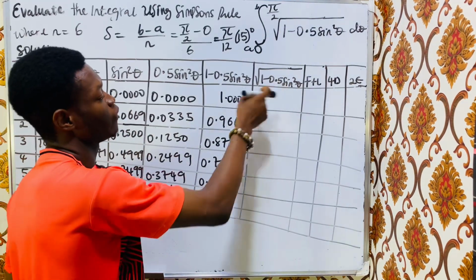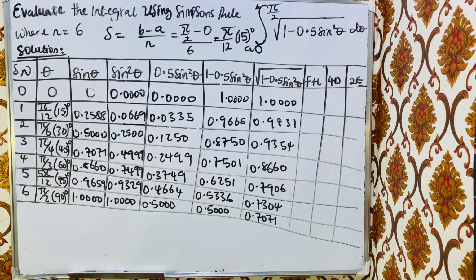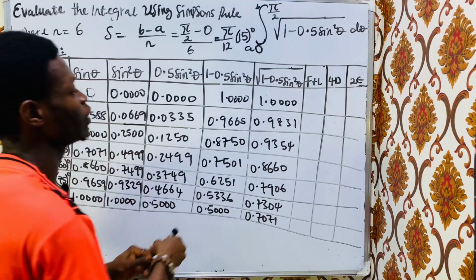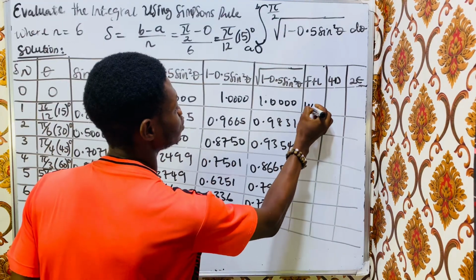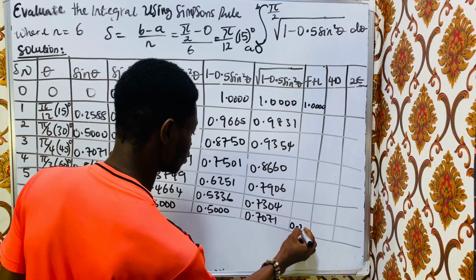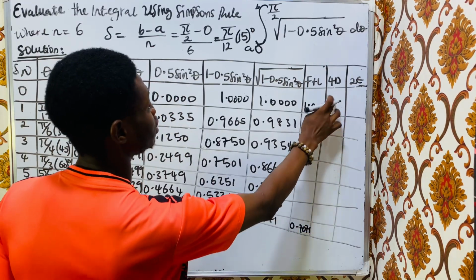Then the square root of these values now. Let's get it. So these are the values, the square root of all these things. So the first term is 1.00. Then the last term is 0.7071.